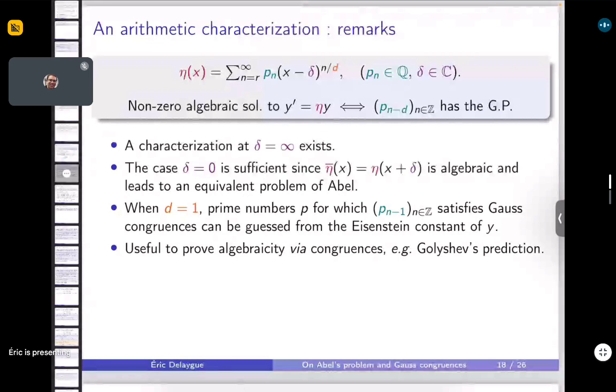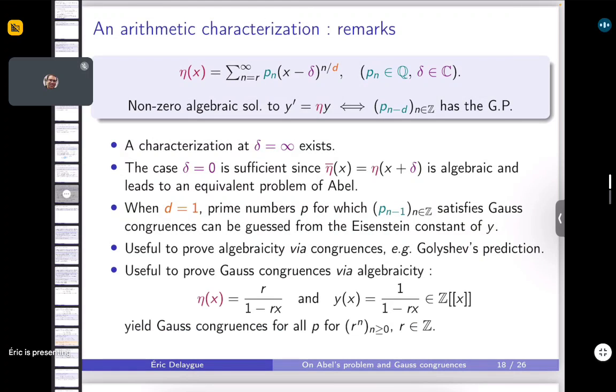So this criterion is useful to prove algebraicity via congruences. Your question is about Abel's problem, and you prefer to prove congruences. Congruences are maybe not that easy to prove, but in the hypergeometric case they are quite manageable, because the particular shape of hypergeometric series is multiplicative, and so congruences are not that bad. It turns out that this allows us to prove Golyshev's prediction, as we will see later.